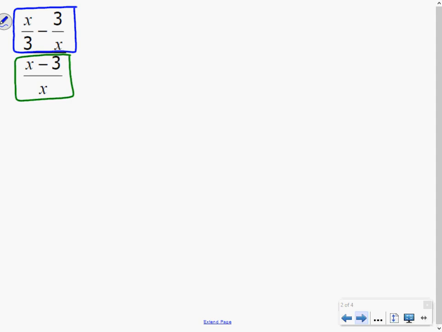So that means the first rational expression, the x over 3, needs multiplied by x over x, which is going to give us an x squared over 3x. And then the second rational expression here, the 3 over x, needs multiplied by 3 over 3, so we get 9 over 3x. And that's still all being divided by x minus 3 over x.